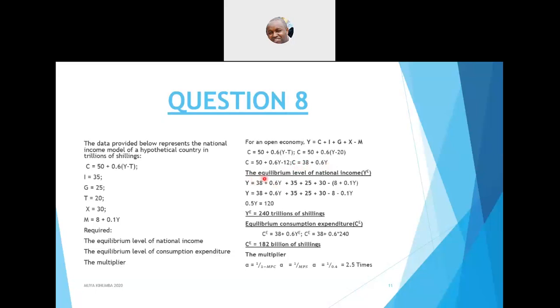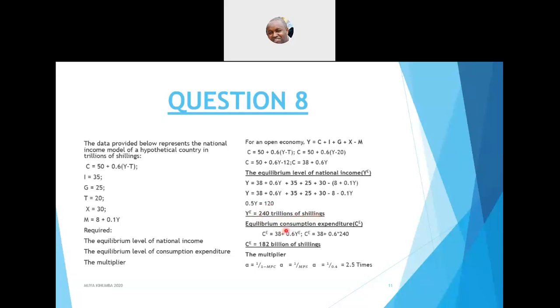So then, what is the equilibrium level of national income, YE? Again, we substitute. It will be C plus I plus G plus X minus M. This is in brackets because you are subtracting it. Opening this bracket, the sign changes. Okay? And moving the right terms together, we are left with 0.5 Y is equal to 120. And therefore, national income at equilibrium will be 240 trillion shillings.